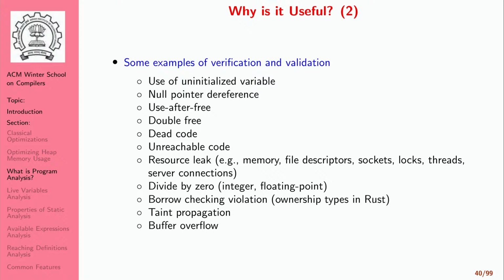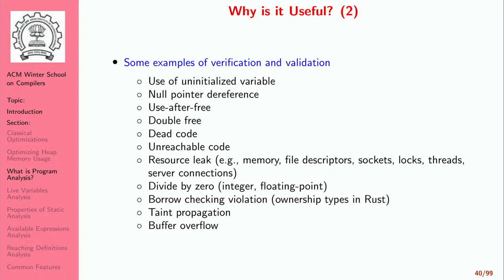You may create sockets and not use them. You may run out of socket connections. Locks, threads, server connections, these are all resources. So this general concept is called resource leak checking: analysis aimed at checking leaks of resources. Then there are compute exceptions such as divide by zero, integer or floating point. Then there are borrow checking violations in Rust, for example.